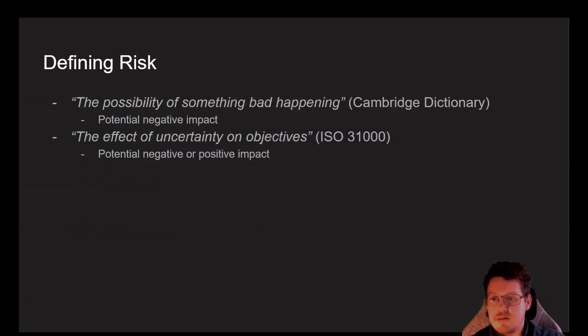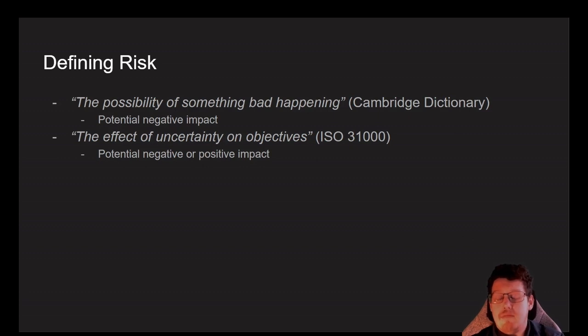Okay, so defining risk. So we've got two definitions here. One is just the general, we're talking about just the word risk in general now, right? So you've got the first definition just from the Cambridge Dictionary, which is just the possibility of something bad happening. So this is like a negative definition of risk. This is the kind of thing that we're generally talking about when we're discussing things related to cybersecurity.